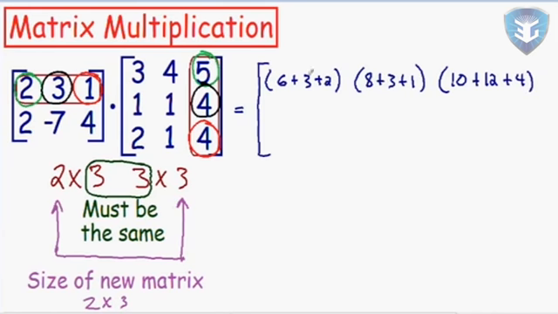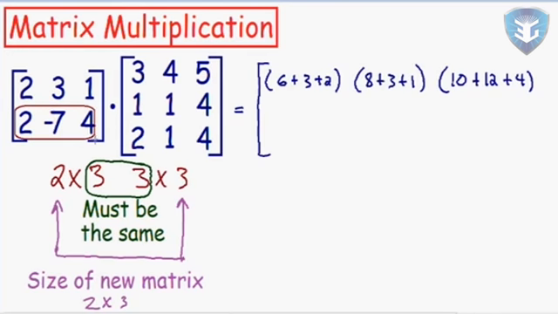So now we have multiplied row 1 of the first matrix by every single column of the second matrix. So now we need to do the exact same thing with the second row of the first matrix. So I'll put a box around the second row. And we need to multiply that second row with every column of the second matrix. So I'm going to start with the first column, and I'll put a box around it.